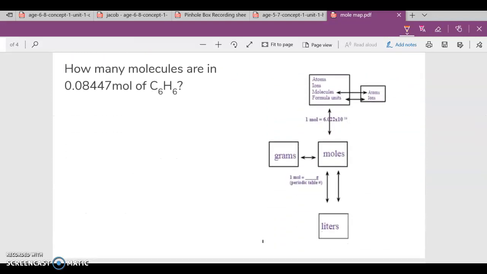Moving to my next one. How many molecules are in this number? I start them out the same. Question mark molecules, that's a big word, so I'm going to write molec. Are in 0.08447 C6H6.